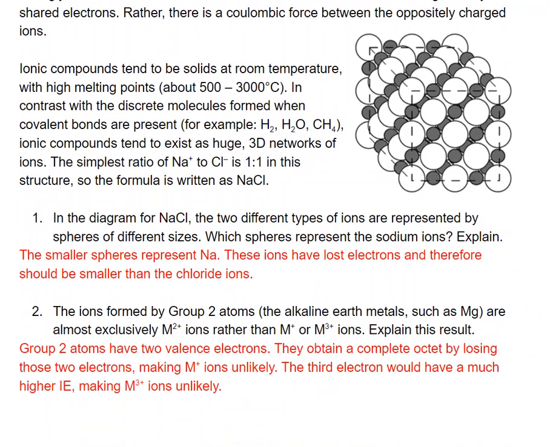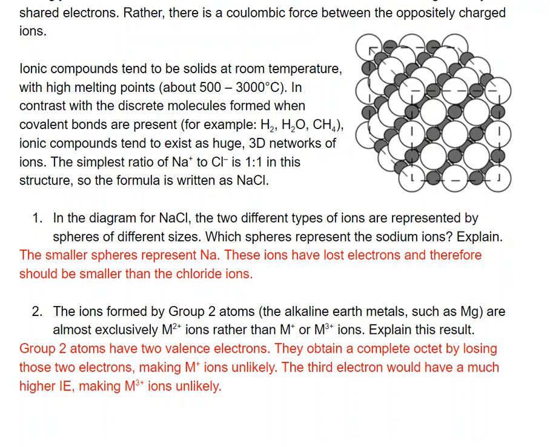So the first question is asking, there's two different types of ions represented by the spheres. Which ones are representing sodium? So those are going to be the smaller ones that are dark gray. Those represent ions that have lost electrons, so their atomic radius should be smaller than the chloride ions, which gained electrons.